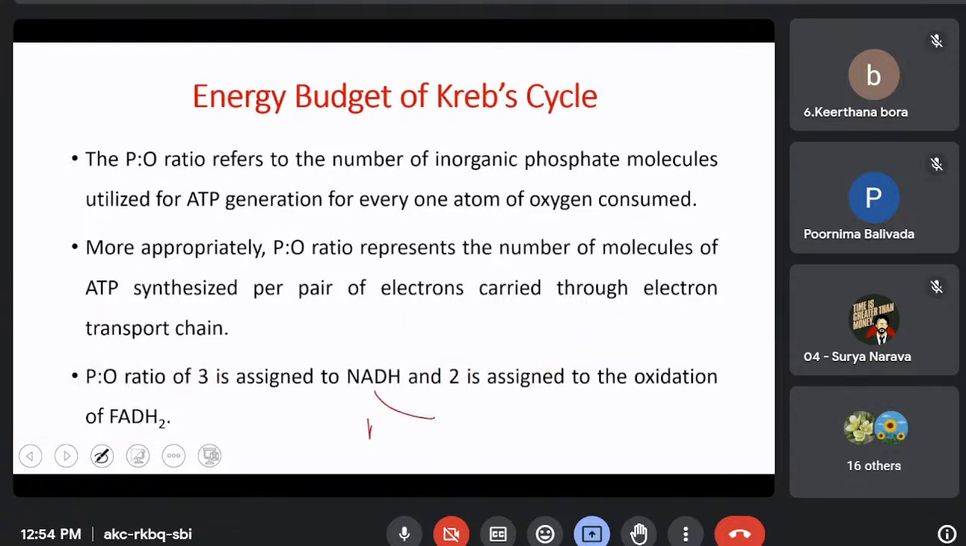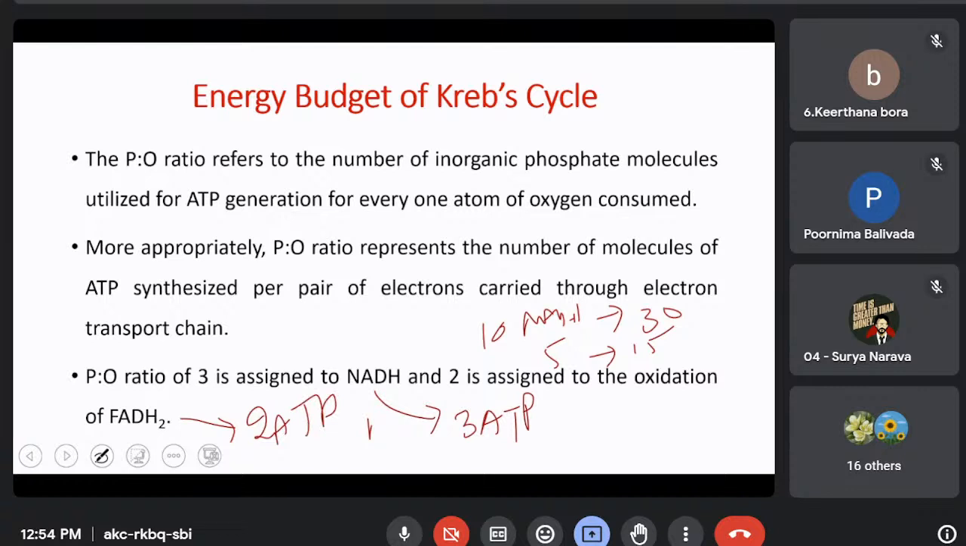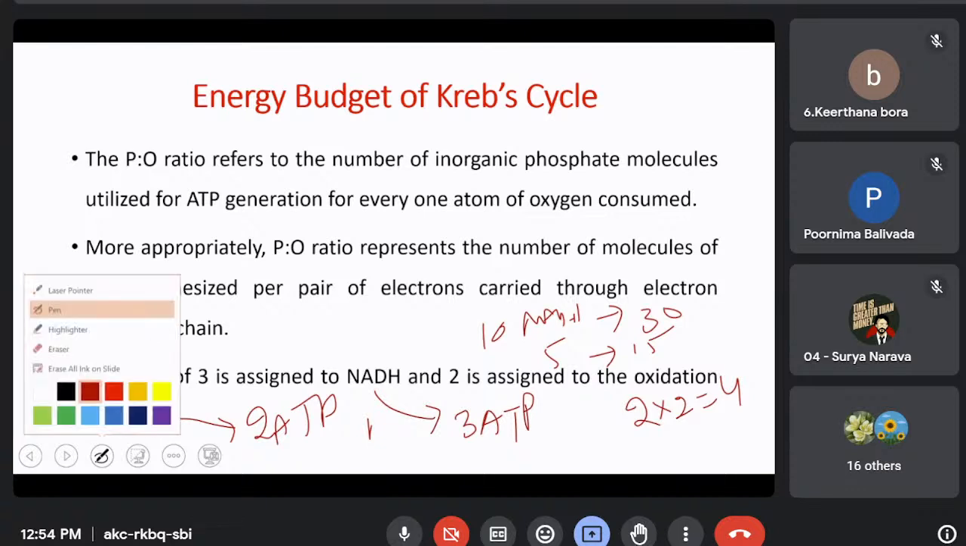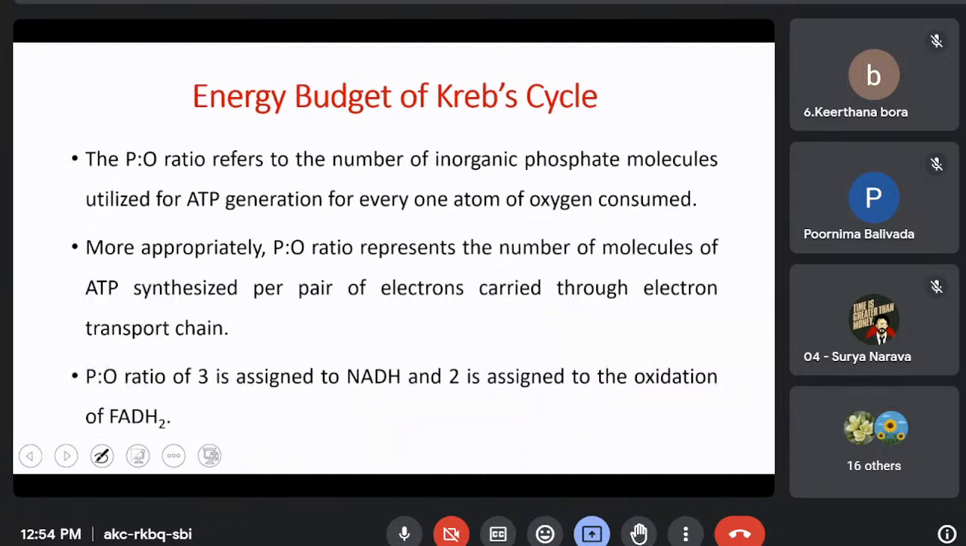Thus, when NADH enters the electron transport chain, from each molecule 3 ATP are produced. That means if 10 NADH plus H plus are present, then we get 30 ATP. If only 5 are present, 5 into 3, 15 ATP we get. Likewise, when FADH2 enters the electron transport chain, it produces 2 ATP. That means if 2 FADH2 are produced, 2 into 2, 4 ATP are produced. So that is what the energy budget is.